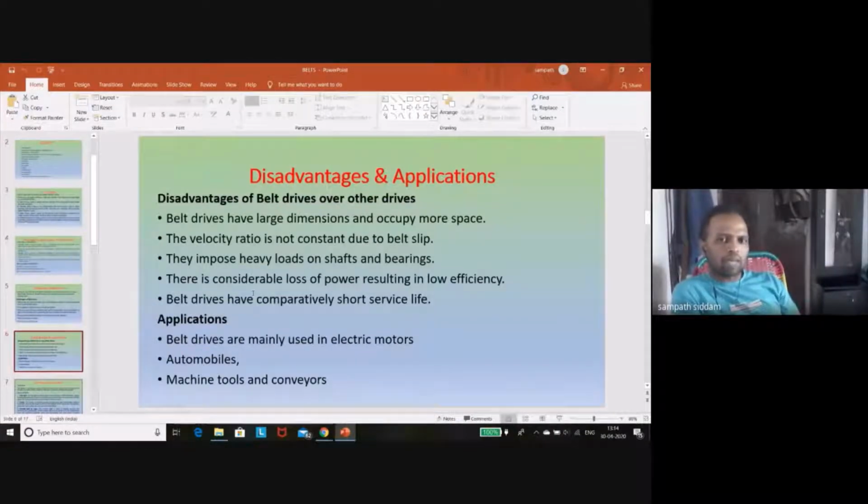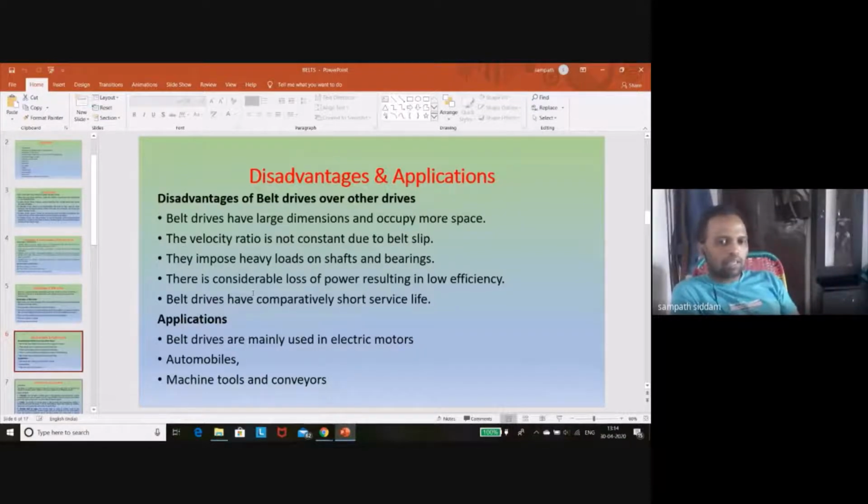It takes time lag, as well as power loss, maybe due to friction or other important points. When your power loss is there, obviously your efficiency will come down. And obviously, a major important thing is service life. Continuously you are having contact, so obviously the life of your belt drives will be low, whereas the life of the gear drives will be higher.